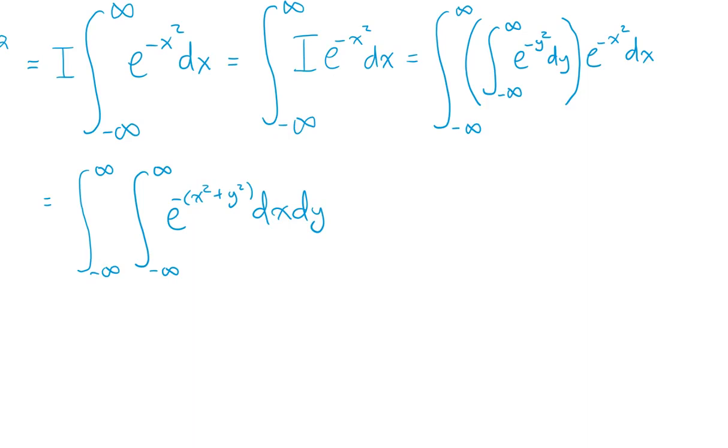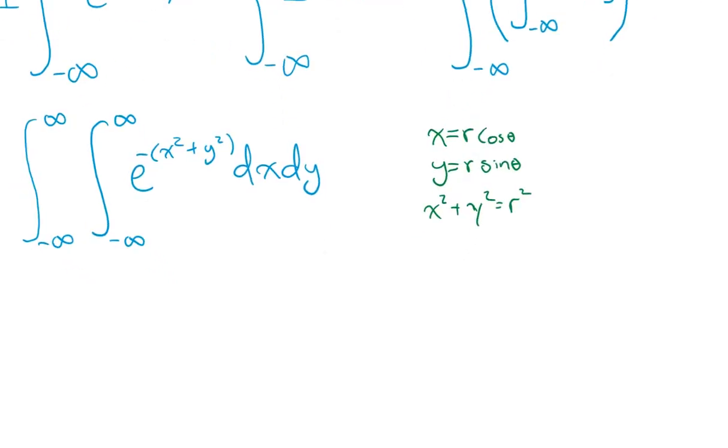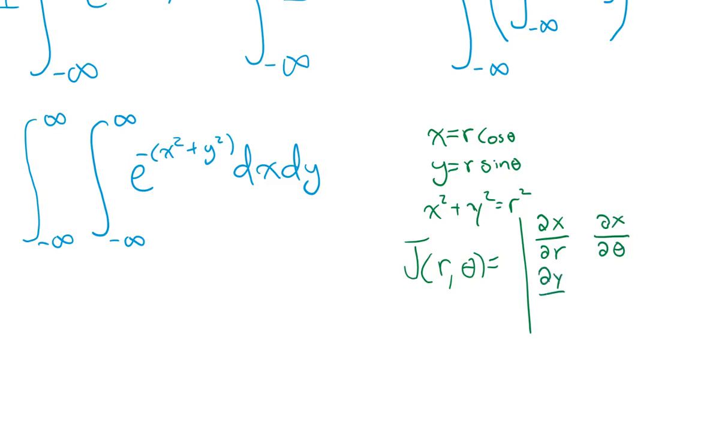Whenever we have an x squared plus y squared, that is very conducive to a polar coordinate system. And right now we're in rectangular coordinates, so we're going to want to transfer over to polar coordinates, and we will use the following formula. So x equals r cosine theta, y equals r sine theta, x squared plus y squared equals r squared, and we will solve the Jacobian matrix here. So the Jacobian of r comma theta is equal to, that would be partial x partial r, partial x partial theta, partial y partial r, and partial y partial theta.